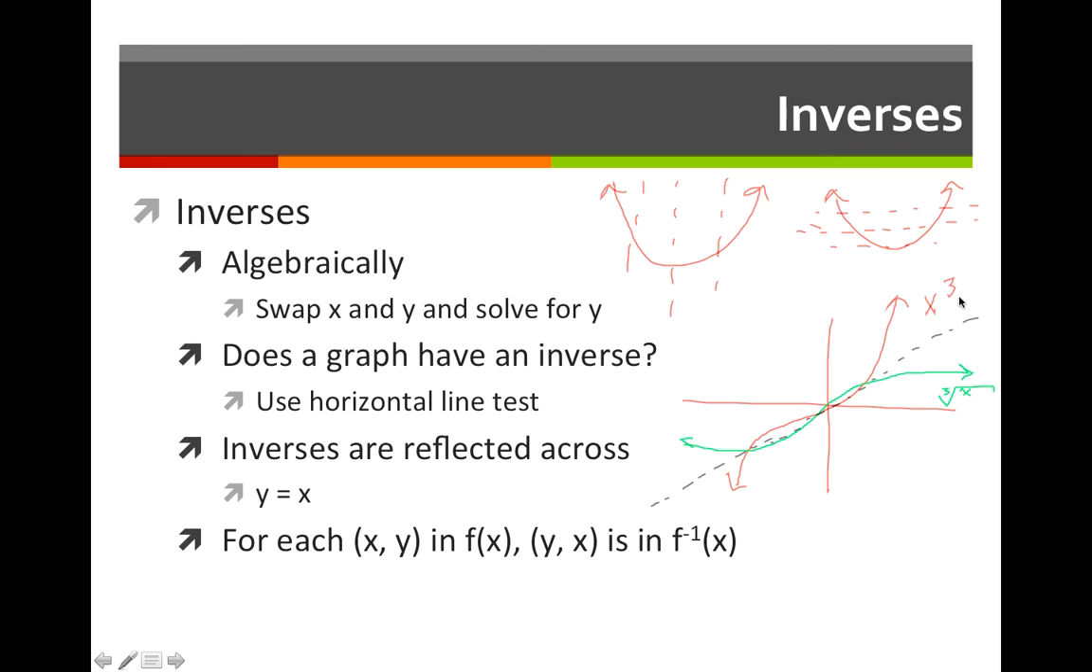What this basically says is if you have a coordinate x comma y in your original function, then the flip of that, y comma x, is in the inverse. So if you think about x cubed, the coordinate 2 comma 8 is on the function x cubed, whereas the coordinate 8 comma 2 is on the cube root of x. They're inverses of each other, so the opposite coordinates are on each other.